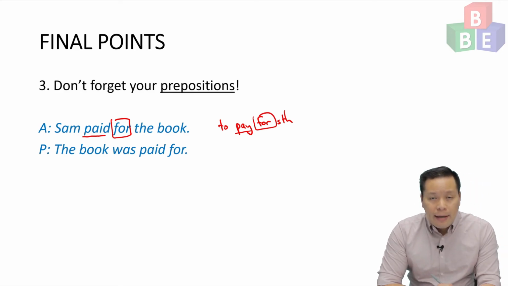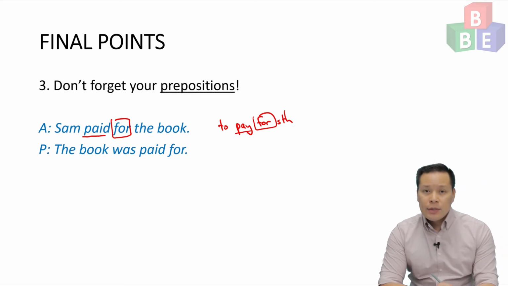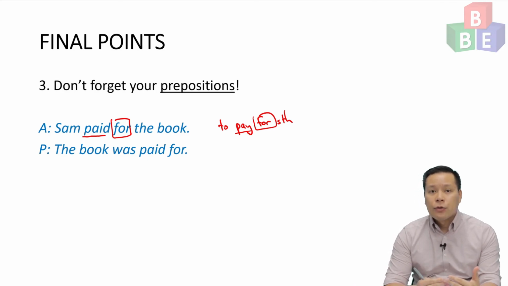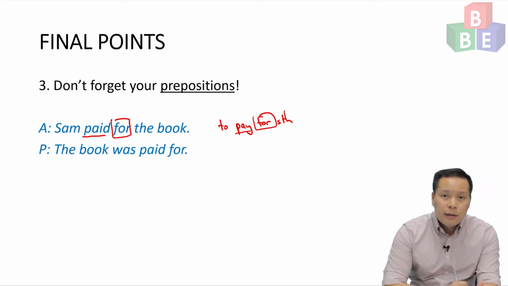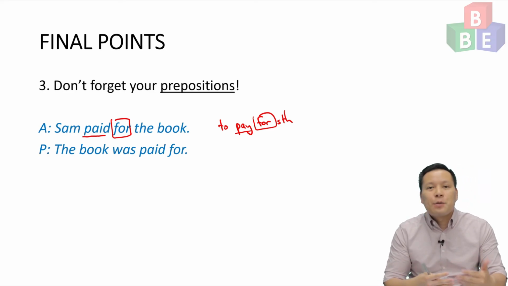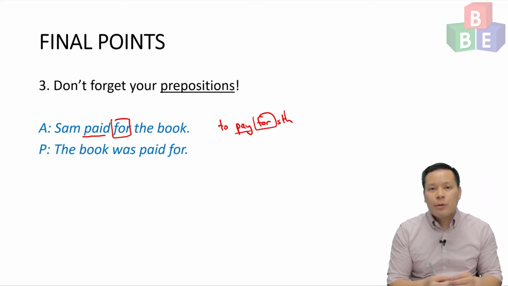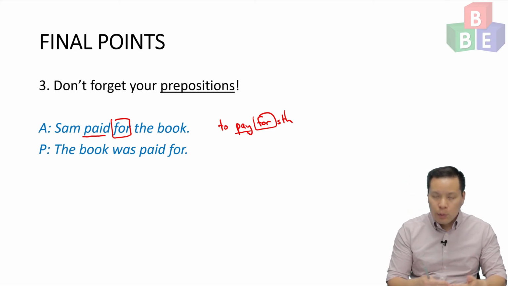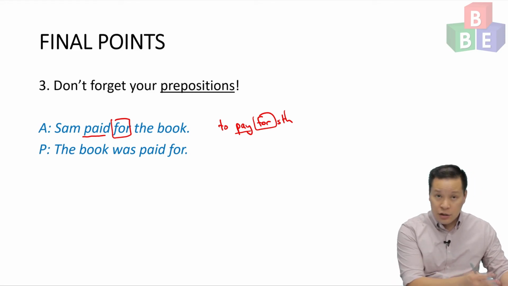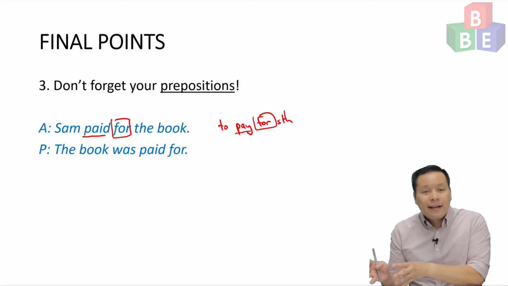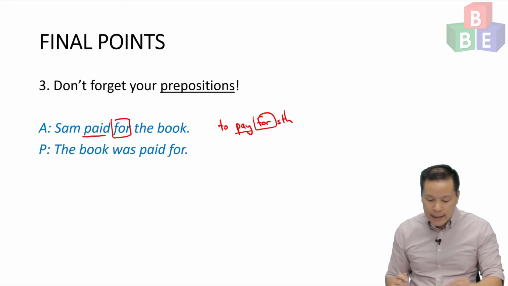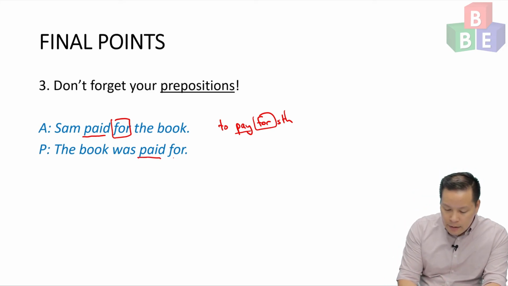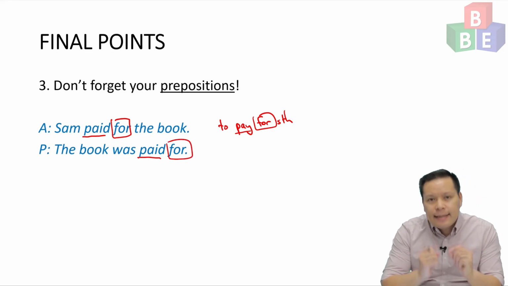So when you create the passive, don't forget the preposition. It is really easy to forget it when we're learning how to construct and use the passive because we're worried and we're thinking so much about basic tenses, and we're thinking about what the past participle is, and we're thinking about what form of the verb be it should be, and then we forget the little guy for. Okay, so don't forget it. So the passive is the book was paid for, and they stay together.